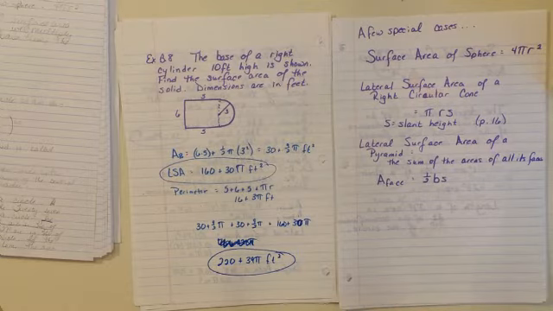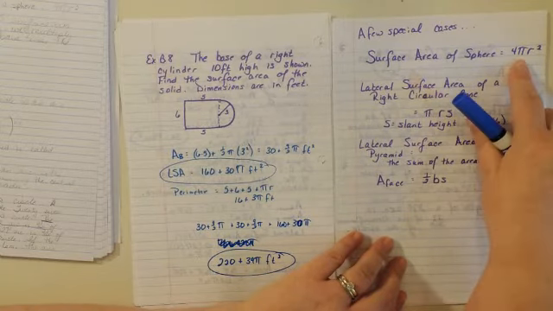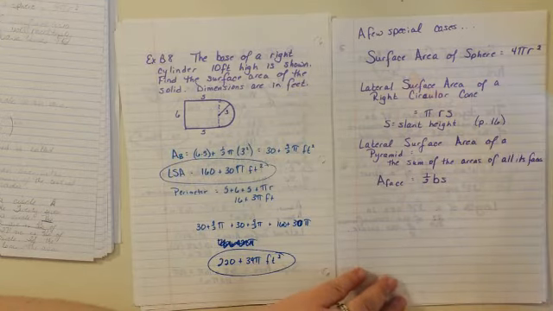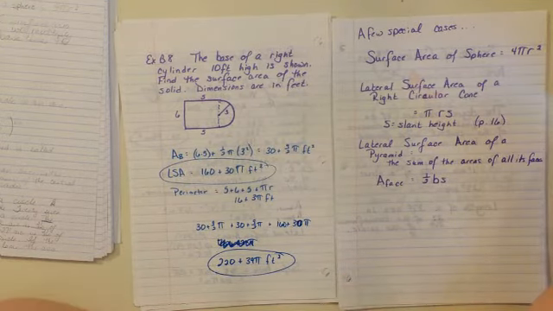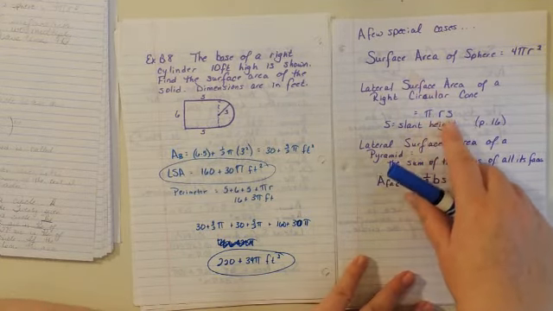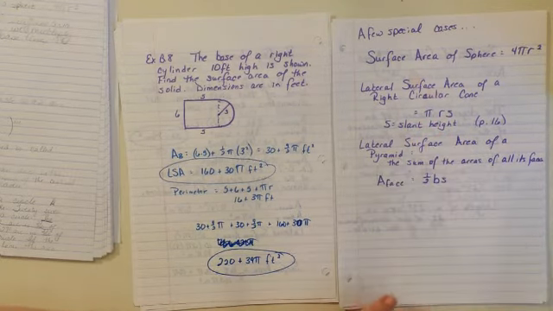Alright, here are a few special cases. The surface area of a sphere, we're going to find that by doing 4 pi r squared. That's how you're going to find the surface area of a sphere. The lateral surface area of a right circular cone is pi r s, where s is the slant height.